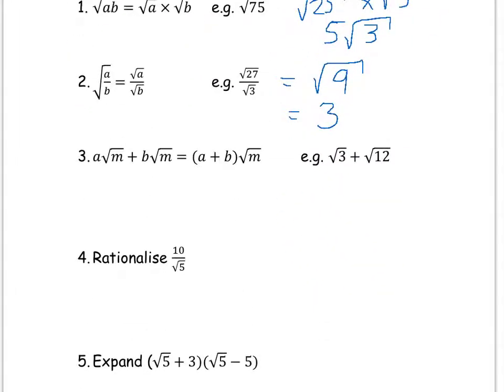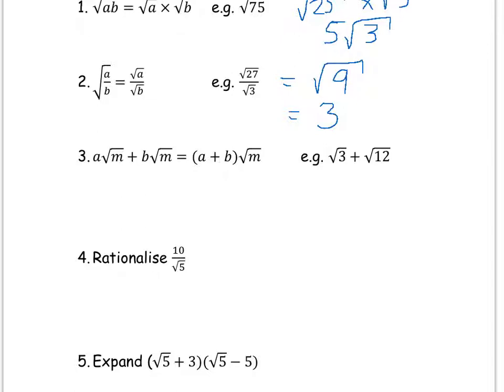Right. We can also add surds together. So a root m add b root m is equal to a add b root m. Now, please notice, like with fractions, you've almost got to have a common denominator. Well, here you've got to have a common square root, so it's the same m in both parts. So we're asked to do root 3 add root 12.